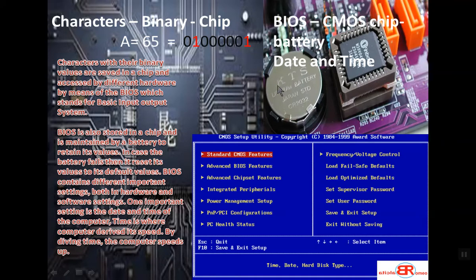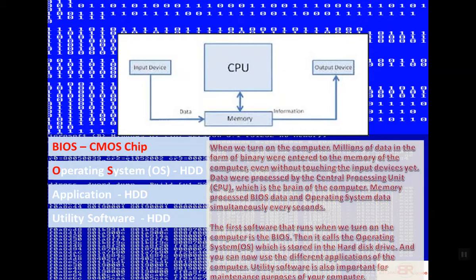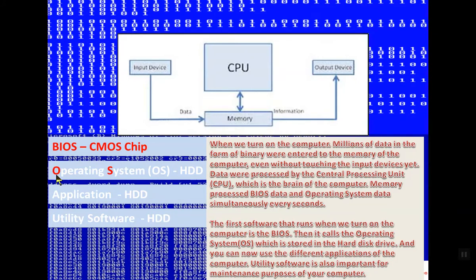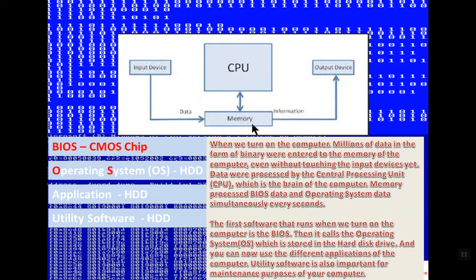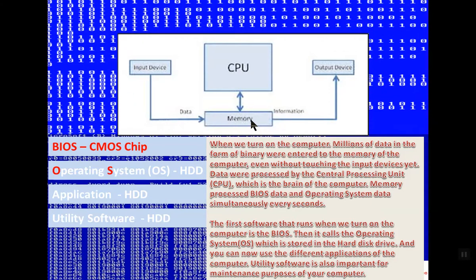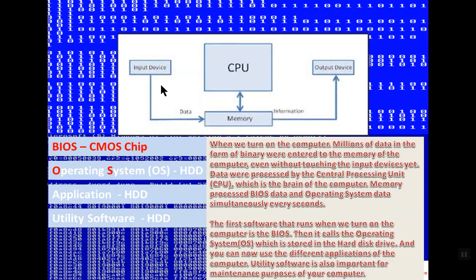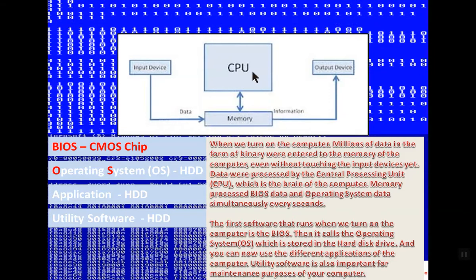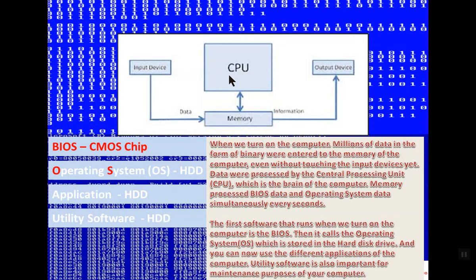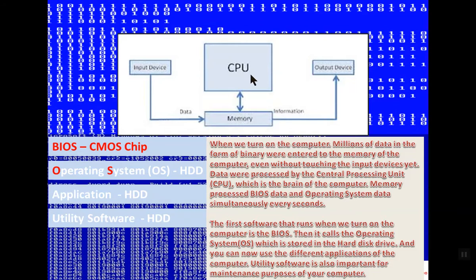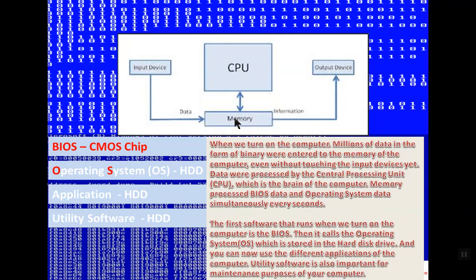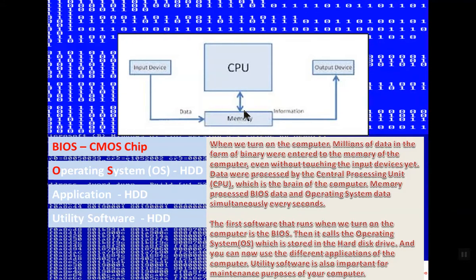Then, when we turn on the computer, millions of data, in the form of binary, are entered into the memory of the computer, even without touching the input devices yet. Data are processed by the Central Processing Unit, or CPU, which is the brain of the computer. Memory processes BIOS data and operating system data simultaneously every second.